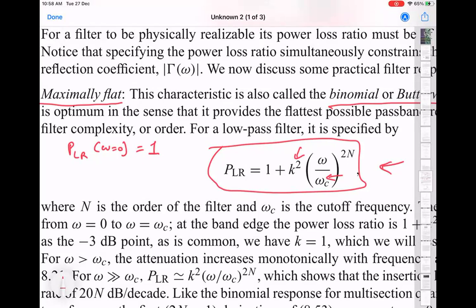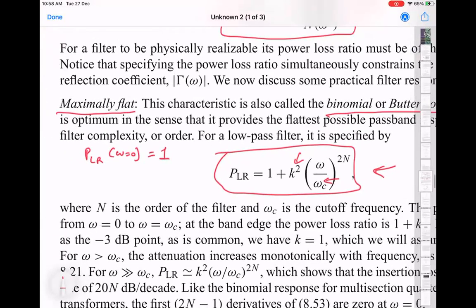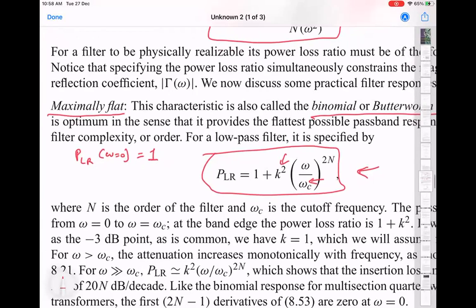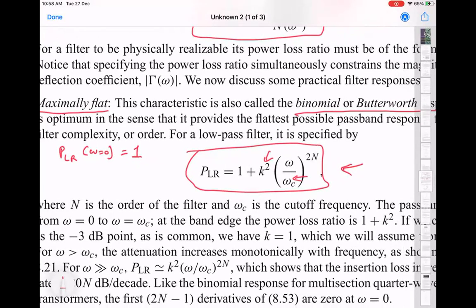Typically, because we use the 3 dB point as the definition, k square is essentially going to be always 1 for most of these filters we look at. This power n is also called the order of the filter. The larger the n, the faster the loss will increase as frequency increases. That's obvious, because once omega crosses omega c, depending on whether n is 2, 4, or 8, this function will increase a lot more rapidly as n increases.